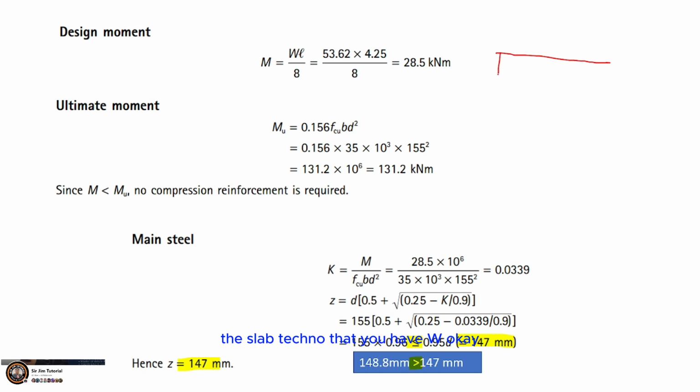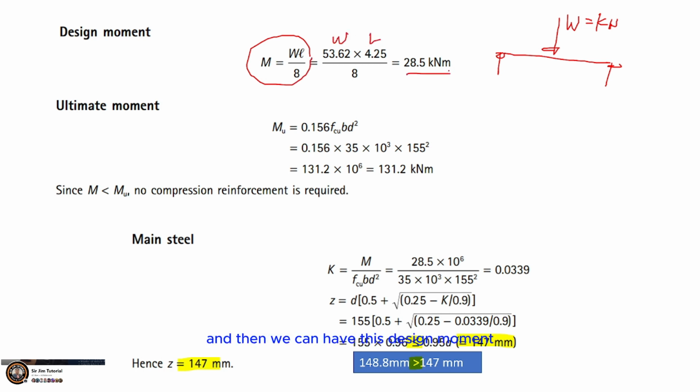Since the slab is simply supported, take note that you have W, which is already in kilonewton, so we can use this formula. This is our W, and this is the span or the L, and then we can have this design moment. Our ultimate moment or the resistance moment of the slab has this formula. From this formula, b is already in millimeter, 1000 millimeter, and d is also in millimeter, squared. The value here is in newton millimeter; convert it, and that becomes kilonewton meter. Just remove this one, that becomes kilonewton meter, with this 10 to the power of 6, since the unit here is newton millimeter. Now take note that M, which is this 28.5, is less than Mu.